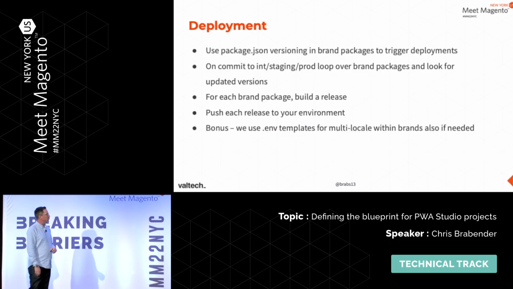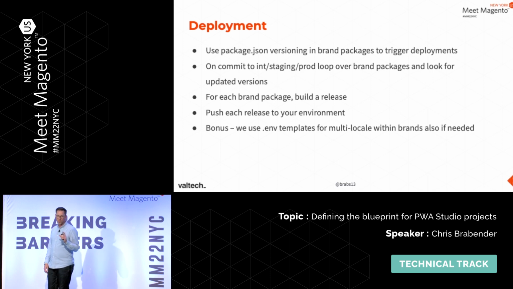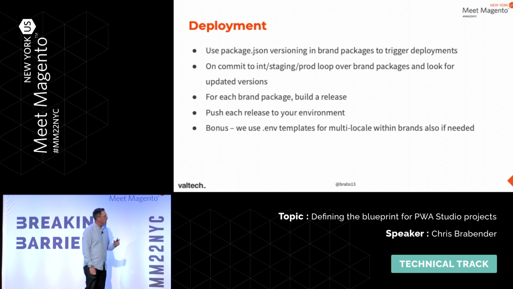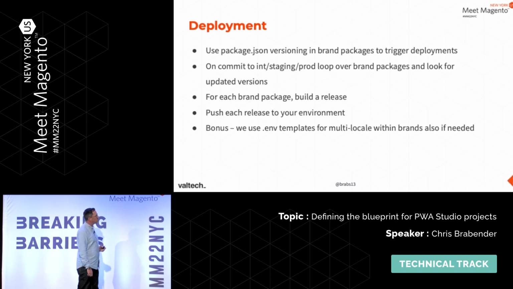So we use package JSON versioning in the brand packages to trigger deployments. So on commit to key branches, integration, staging, production, whatever it may be, we loop over each one of those defined brand packages, brand A, brand B, brand C, and then we build based on version changes. So if we want to release brand A, but not brand B and C, we don't update our package JSON versioning. If we want to release all of them at the same time, we do a version update for our package JSON, and then we're going to trigger release. We're going to build for each of those different brands and push them up to our environments.